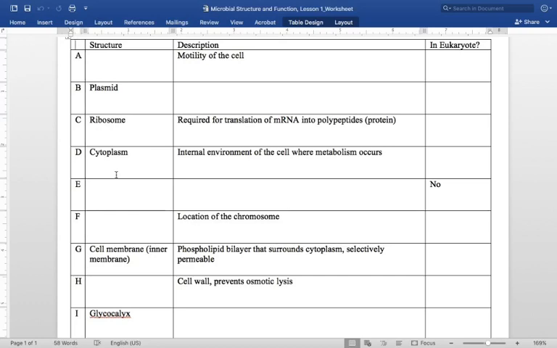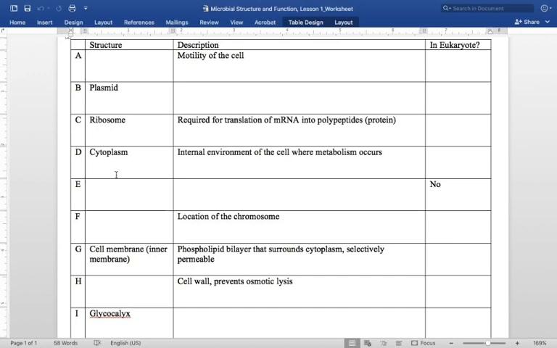Nuclei or nucleoid? Okay, there we go. Nucleoid. Location of the chromosome. Found in eukaryotes? No, they have nuclei. They're lucky. Okay, G, cell membrane. Found in eukaryotes. Of course, every single cell has a cell membrane.